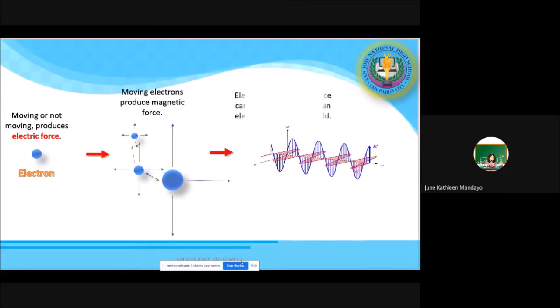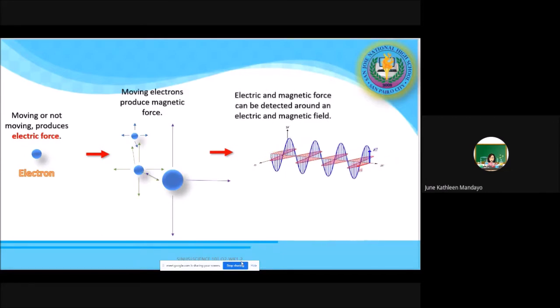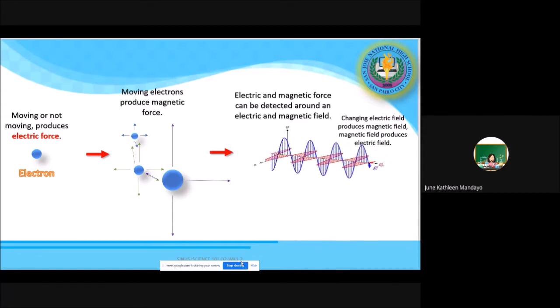In the presence of this electric force and magnetic force, we can detect or identify fields called the electric field and the magnetic field. The area where the electric and magnetic forces manifest is what we call the field, the region covered by those forces. The changing electric field produces a magnetic field, while the changing magnetic field produces an electric field. So the magnetic field will produce an electric field, or vice versa.